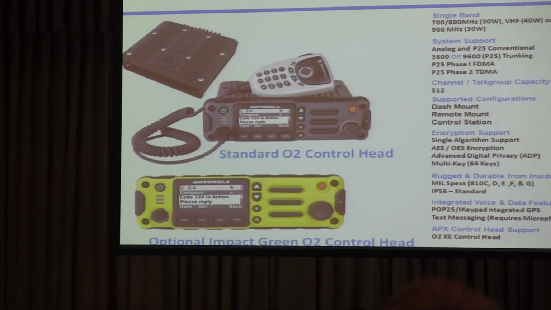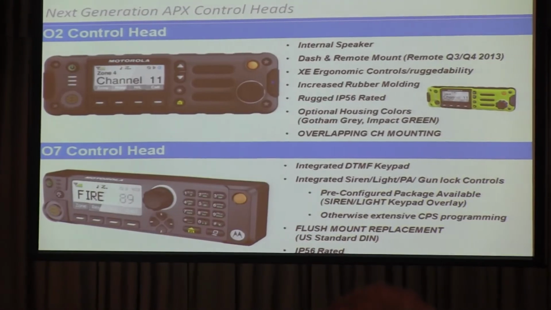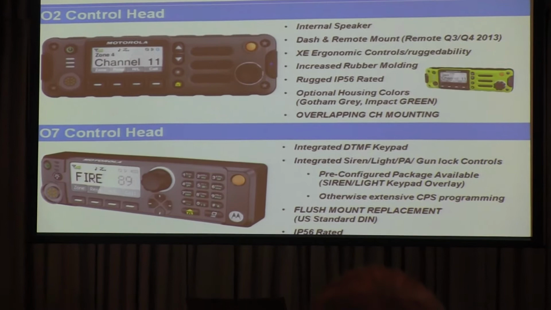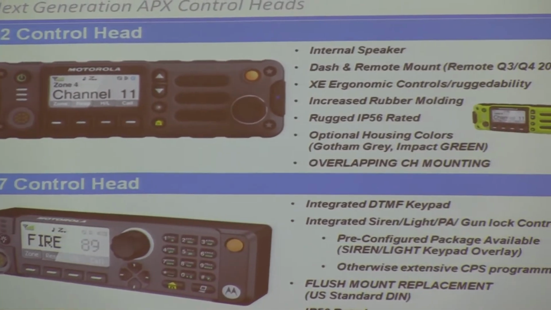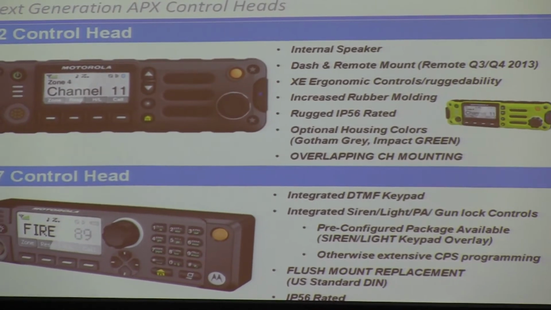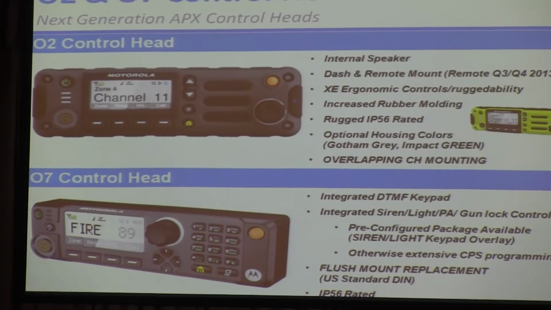So now we have several options to choose from as far as control heads. The 02 is the standard control head for the APX 4500, which is our entry tier mobile. It's there on the table. It does have a smaller transceiver as well.